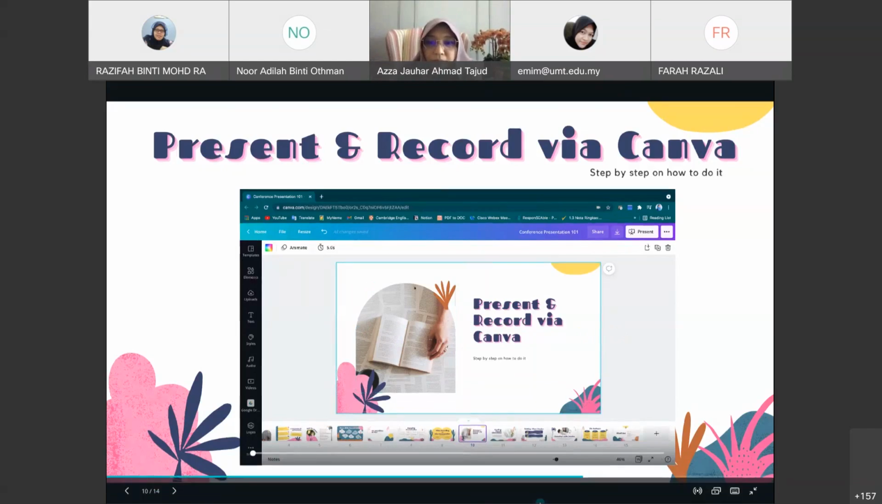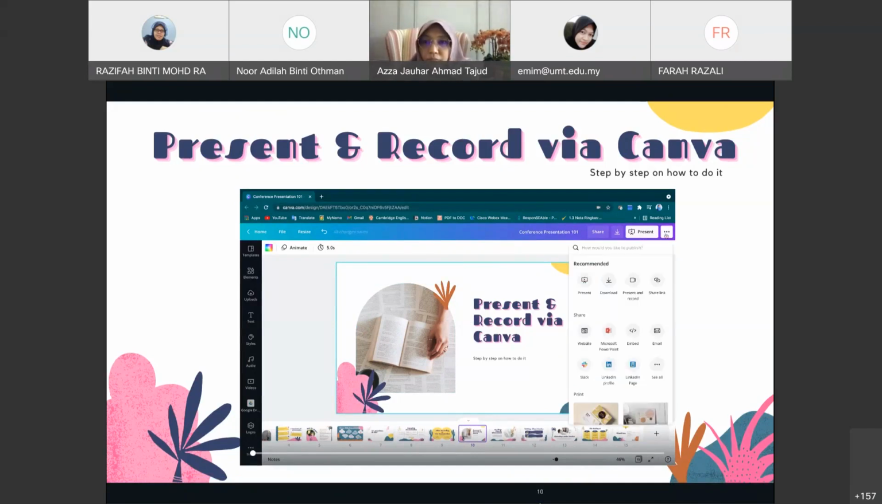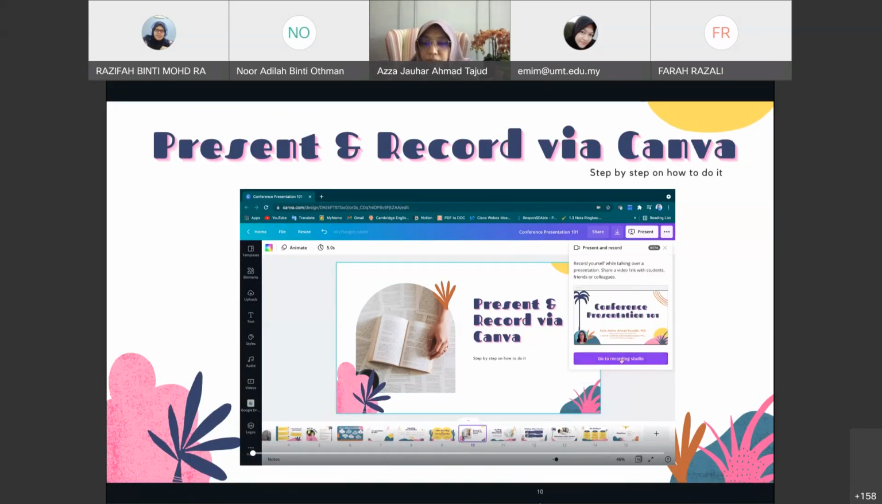Canva.com. And I'm going to show you how you can actually record your presentation via Canva. It's pretty easy and basic. First, you just go to the 3 dots here. And then choose present and record. And then go to recording studio.